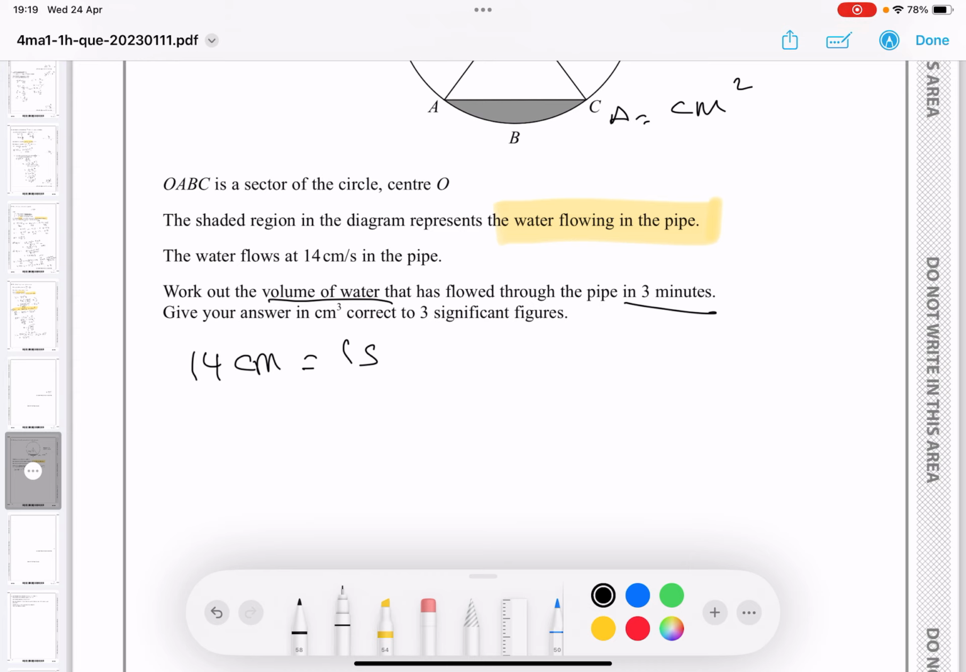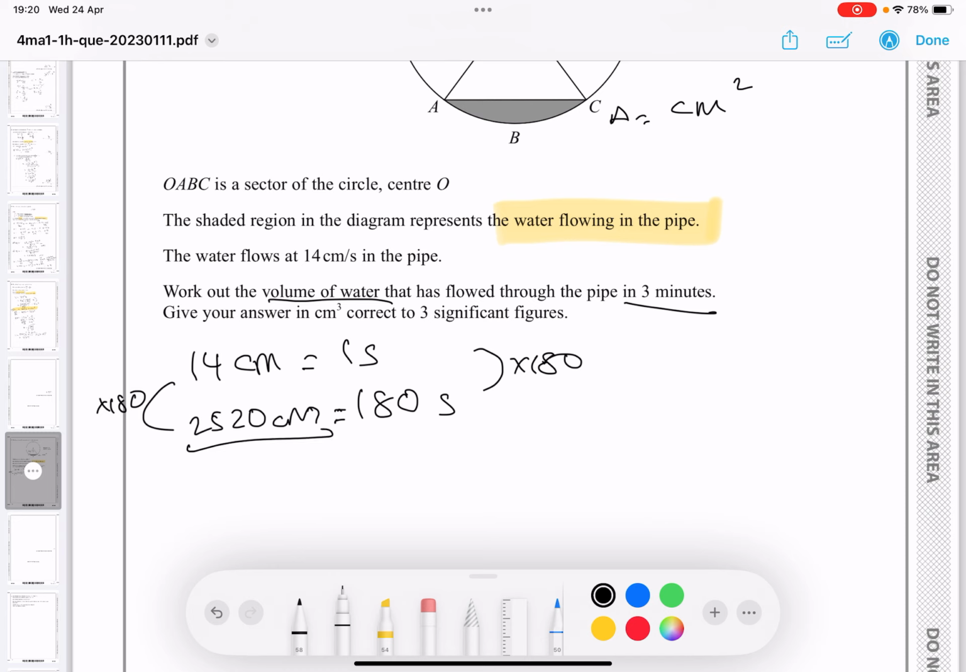And they want us to work out how much has flowed in 3 minutes. So let's convert that into seconds. It'll be 180 seconds. So multiply by 180. And that will give you an answer of 2,520 centimeters. Okay? Cool. Now that I've got the centimeters, how much water is flowing in 3 minutes, 2,520 centimeters.